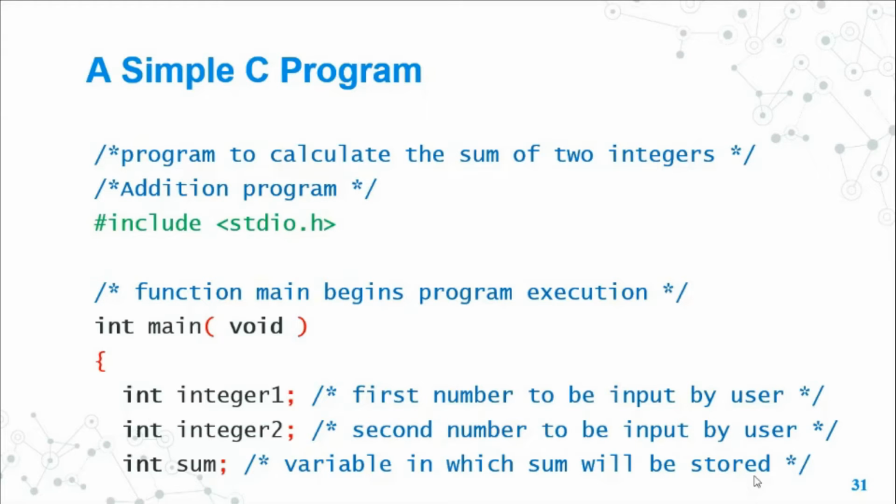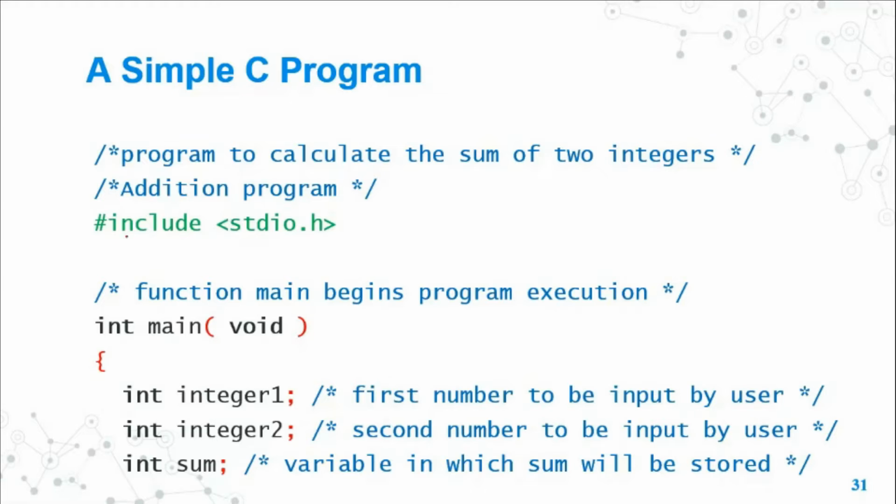C program. The first line, as in all cases, is a comment. You know how a comment is written: a slash and star, ending with a star and slash. So the first 2 lines are comments: program to calculate the sum of 2 integers. It gives you an idea about what this particular program represents. It takes in 2 integers and calculates the sum of those 2 integers that are input by the user. So this program is known as the addition program, that is, we are adding 2 integers together.